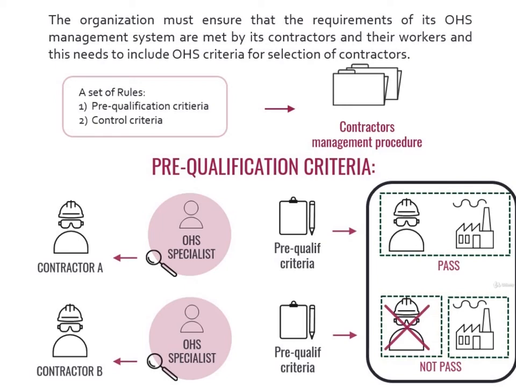Before proceeding, a little note. This is a very simplified example. If a company doesn't pass pre-qualification criteria, usually companies give their contractors some time to improve themselves, and therefore be compliant with the organization's requirements.